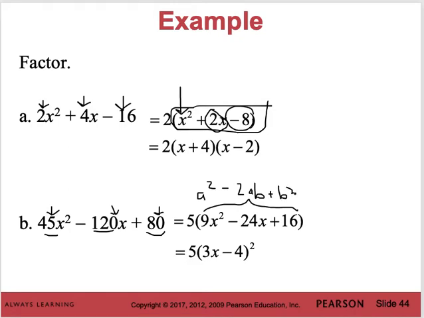I can determine that by asking myself, am I able to take the square root of 9? Yeah, that's 3. And am I able to take the square root of 16? Is this a square? Yes, that's 4. So there's our numbers, 3 and 4. And how do I know that this is a negative sign? Well, go by your middle value. It's negative. So 3x minus 4 squared.